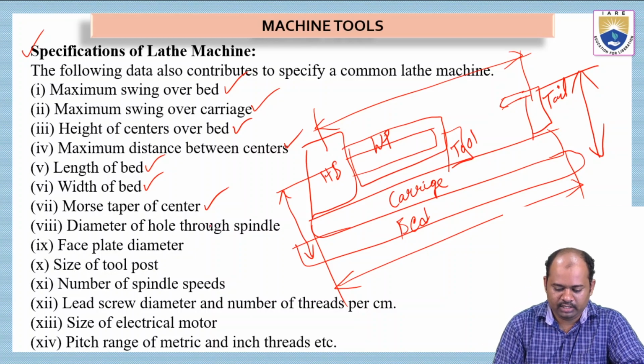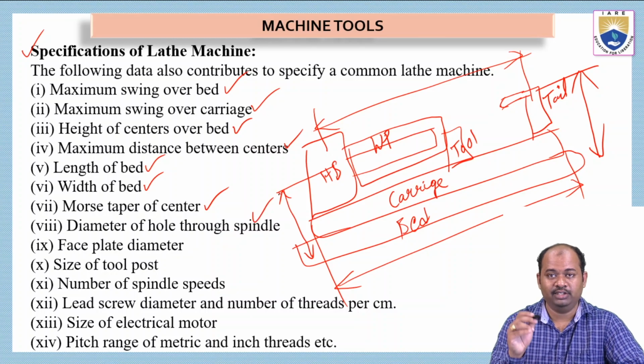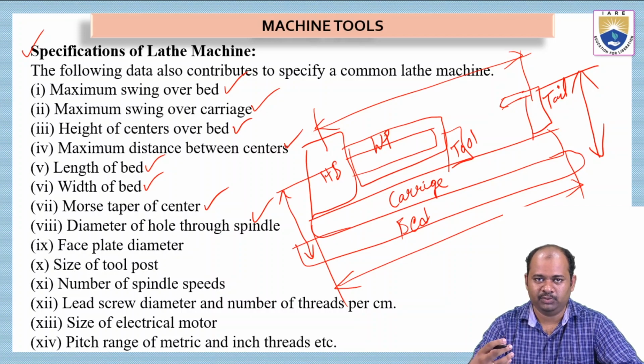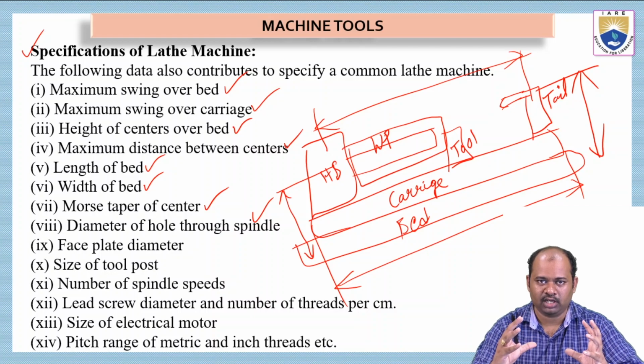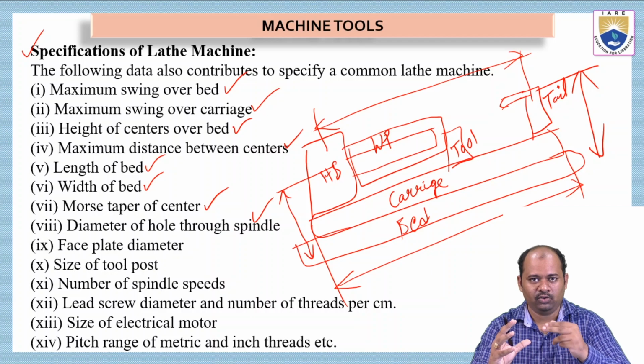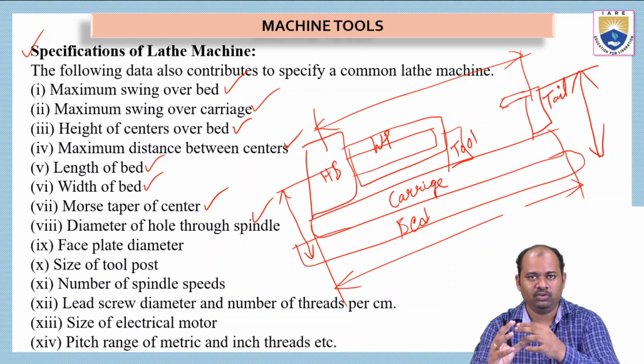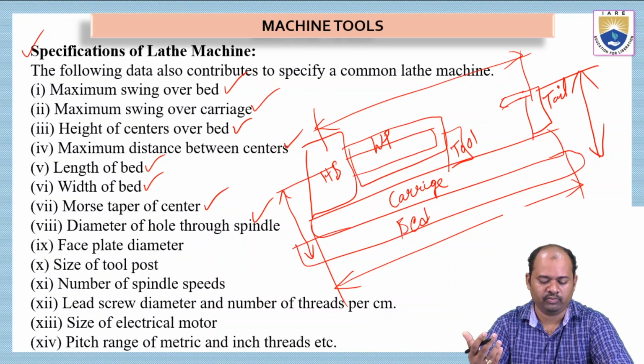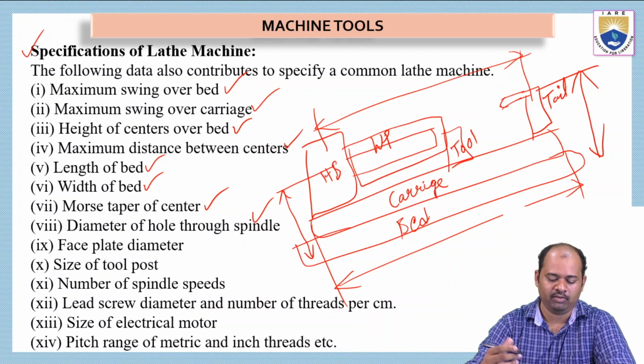And then diameter of the hole through spindle. This is very important. In the headstock we have a chuck which is attached, and we have a spindle which connects the headstock and the chuck. The headstock is a stationary machine inside which we have gears. It will not rotate. The gears inside the headstock will rotate, which makes the spindle rotate. The spindle in turn rotates the chuck. Inside the chuck we have a workpiece. So the chuck will be rotating clockwise or anti-clockwise depending on the speed we have given.